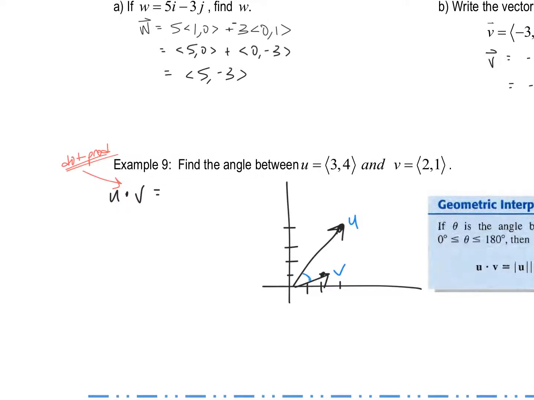And so remember what that means that I do is I take the 3 and the 2 and multiply them, and then take the 4 and the 1 and multiply them, and then add those numbers together. So 3 times 2 is 6, 4 times 1 is 4. That means my dot product is 10.